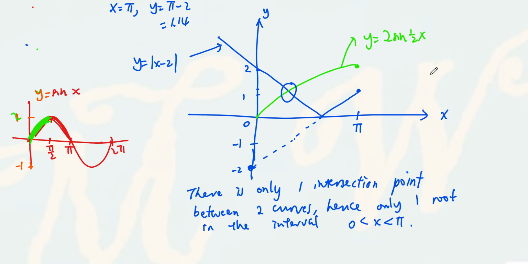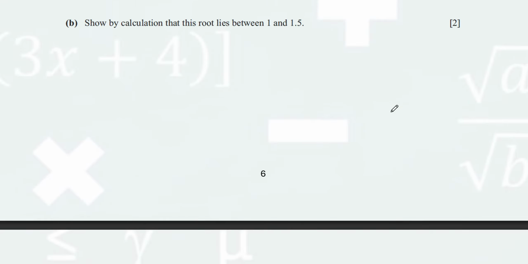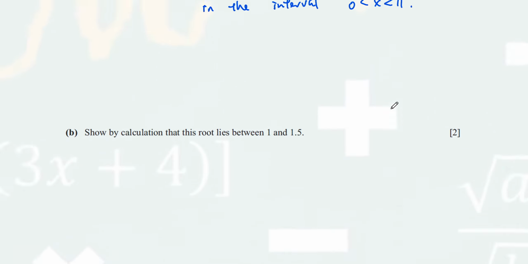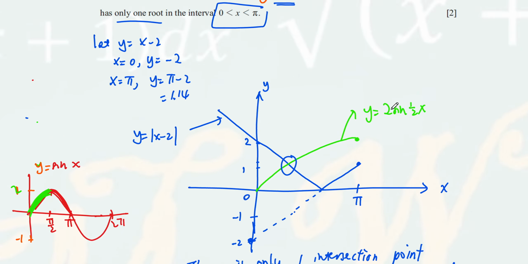Okay, so done for this part. Now show by calculation that this root lies between 1 and 1.5. Okay, so how do we show? We have to refer back to the equation just now. So now, when you show, you have to check the graph.